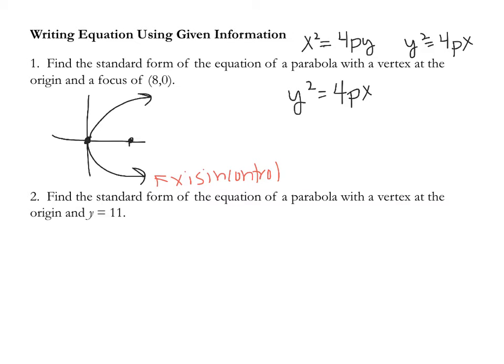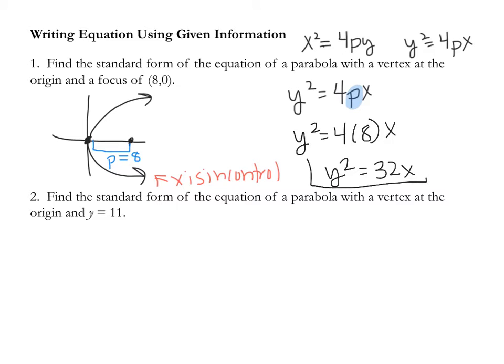And I can figure out what p is just by looking at the graph. p is how far out we moved from the center to get to the focus point. p is going to be 8. So then you just take that and plug it into the equation where the p is, and you're going to get y squared is equal to 4 times 8x. Your equation is y squared equals 32x. These shouldn't be too bad.